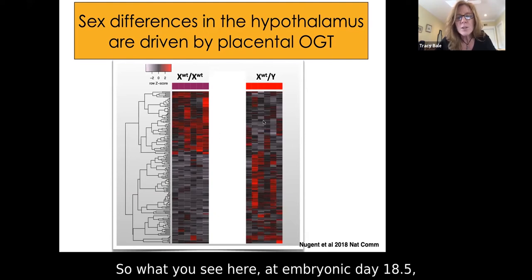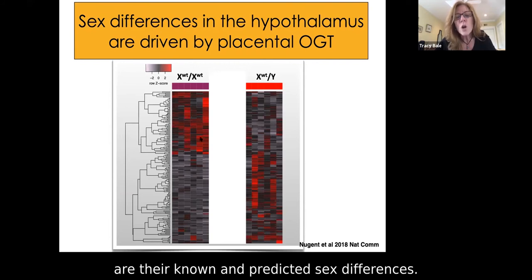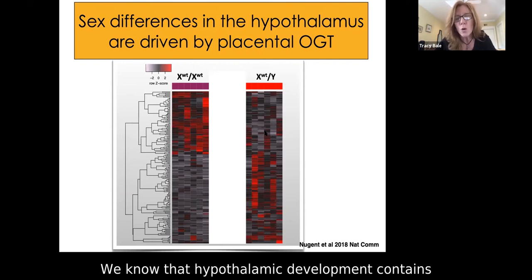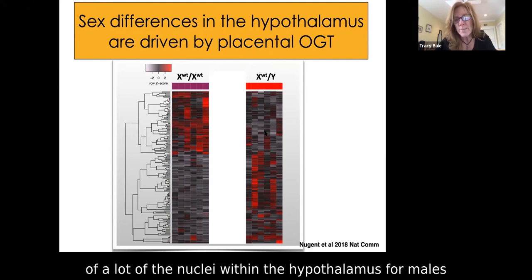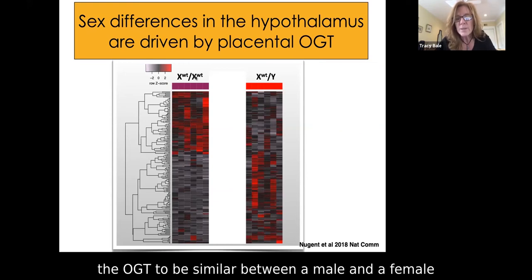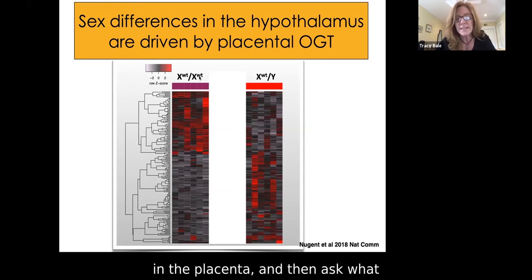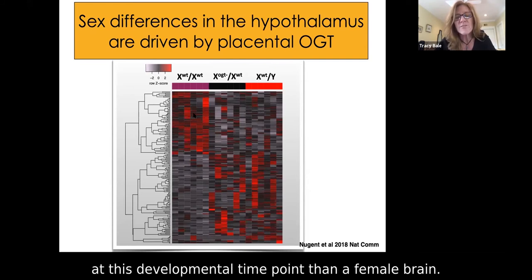Okay. So what you see here at embryonic day 18.5 in the hypothalamus of these animals are known and predicted sex differences. We know that hypothalamic development contains a lot of differences in the rate and maturation of a lot of the nuclei within the hypothalamus for males and females. So this is not a surprise. But what is a surprise is if you lower the OGT to be similar between a male and a female in the placenta, and then ask what happens to the female's brain. In fact, what happens is that she looks a lot more like that of a male brain at this developmental time point than a female brain.